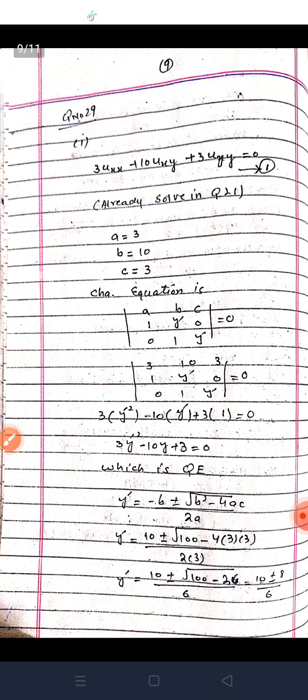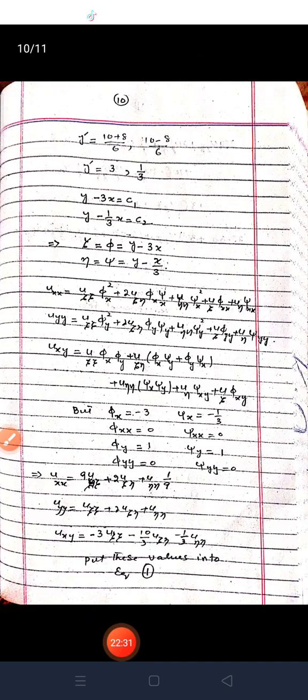Now this is our last question. In this question we have to convert this PDE into canonical form. To convert this PDE into canonical form, we will compare this PDE with the general PDE. It will give the values A, B, C. Now using the characteristic equation developed previously in chapter number 1, putting the values of A, B, C and solving the determinant and the quadratic equation, we get y prime is equal to 3 and y prime is equal to 1 over 3.